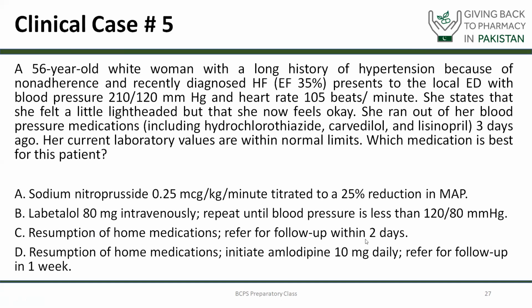Because if the blood pressure is too high, you cannot ask the patient to come after 7 days, particularly when the patient has gone up to a blood pressure of 210 over 120. So this is the most suitable answer. You will not initiate any new medication unless you first give the current medication, and you will reevaluate whether these medications are working properly or not. If after starting this medication the patient is not feeling well and the blood pressure is still high, then you can go up to the next step and start another medication.